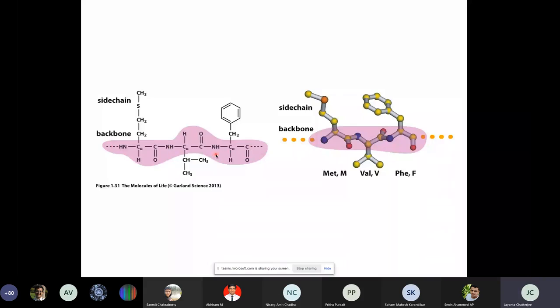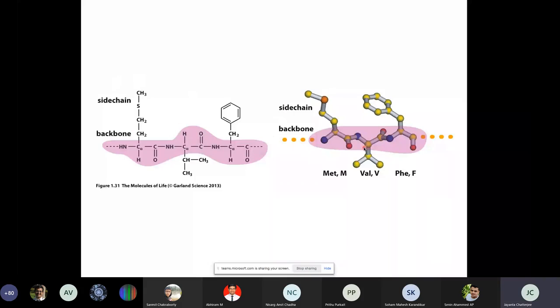Since you have CO and NH in the backbone, water molecules can very nicely interact with them. The oxygen can act as a hydrogen bond acceptor for two water molecules, and the NH can act as a hydrogen bond donor for one water molecule. So this amide bond is very well solvated. But what is not solvated is the side chain, not the backbone.